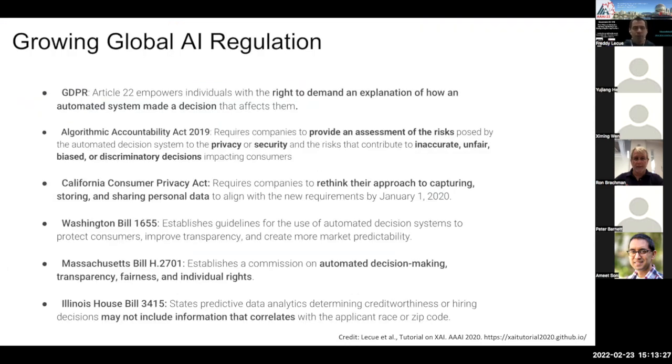You have a few references here. I won't spend too much time, but these are the different bills or regulations that aim at being in place soon, or that need to be enforced. That gives you some examples over here.